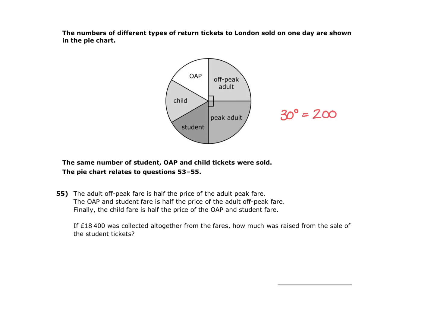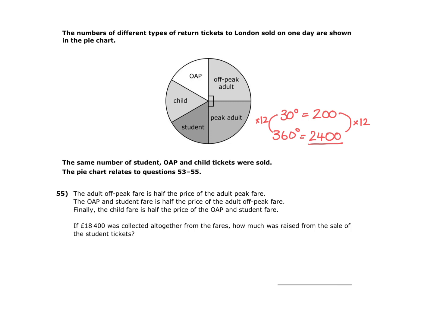So how many groups of 30 are there in 360 degrees? Well, there are 12 groups of 30 in 360. So if I multiply 200 tickets by 12, then I get 2,400. So this is the total number of tickets sold.